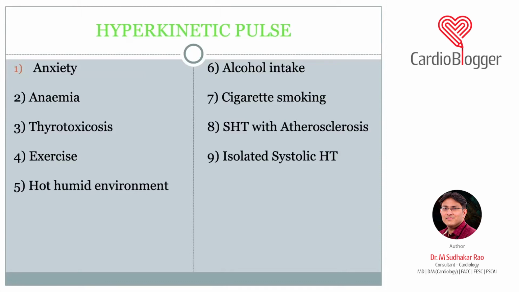See, a collapsing pulse is very different. It is a hyperkinetic pulse with a high pulse pressure, whereas a hyperkinetic pulse with a normal blood pressure is usually just a hyperkinetic pulse. It can be seen in a variety of conditions, as you may know: anxiety, high cardiac output states like anemia, pregnancy, thyrotoxicosis, after exercise or in a humid environment where the systemic vascular resistance decreases, after an intake of alcohol where the SVR decreases, cigarette smoking, and in patients with systemic hypertension with atherosclerosis or isolated systolic hypertension. So these are the various causes of a hyperkinetic pulse. Though not very important, you should know this type of pulse also.